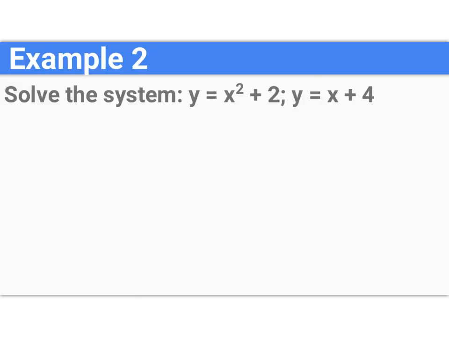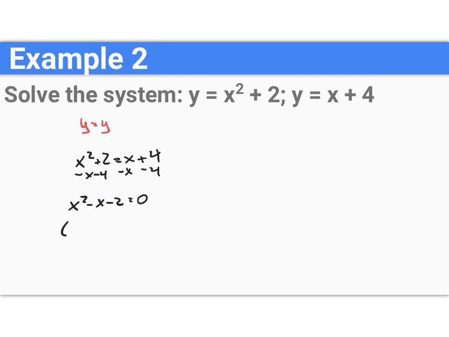Okay, so solve the system. So here's the theory. Y equals Y. So we get x squared plus 2 equals x plus 4. We subtract x, we subtract 4. You get x squared minus x minus 2 equal to 0. And then we're going to do some factoring.